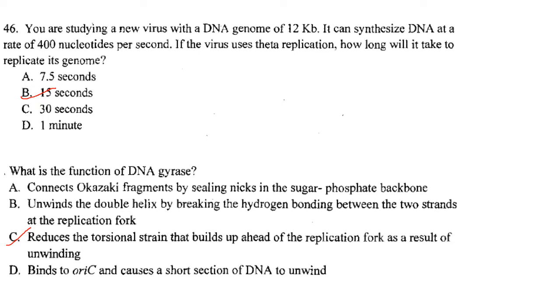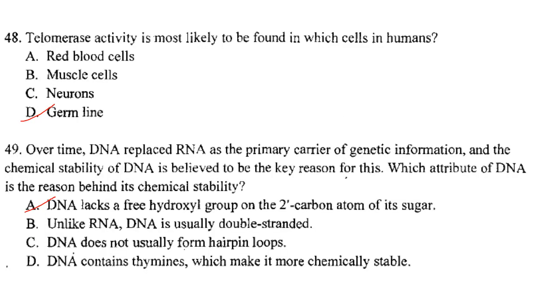Then what is the function of DNA gyrase? So DNA gyrase reduces the torsional strain that builds up ahead of the replication fork as a result of unwinding. Answer is option C. Then next one. Telomerase activity is most likely to be found in which cells in humans? So it is the germ cells that are actively dividing. So it is found in the germ line. Then over time, DNA replaced RNA as the primary carrier of genetic information, and the chemical stability of DNA is believed to be the key reason for this.